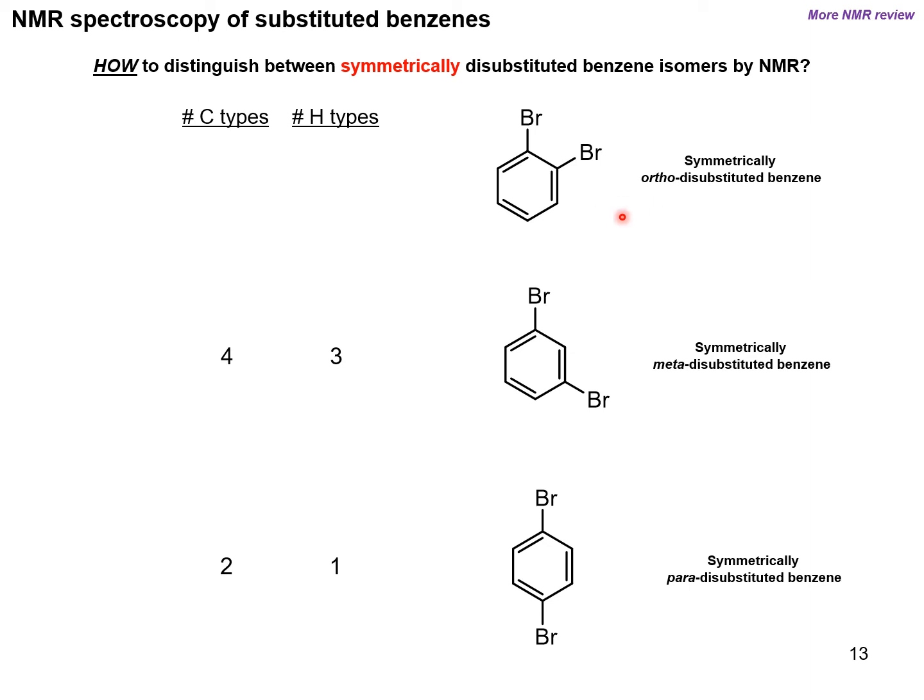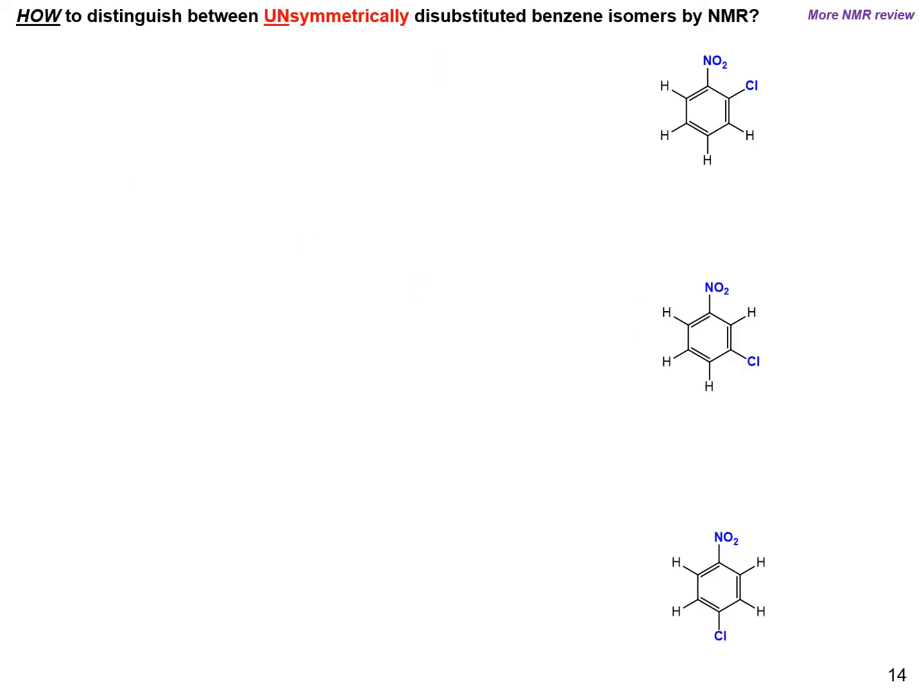Lastly, ortho disubstituted benzenes, again highly symmetrical. In terms of numbers of different types of carbon, we have 1, 2, 3. There's a line I can draw right through this molecule, and one half reflects the other. So we have 1, 2, 3 types of carbon, and we have only 2 types of hydrogen. Therefore, simply by looking at the proton and carbon spectra and counting the signals, you could distinguish between ortho, meta, and para symmetrically disubstituted benzenes.